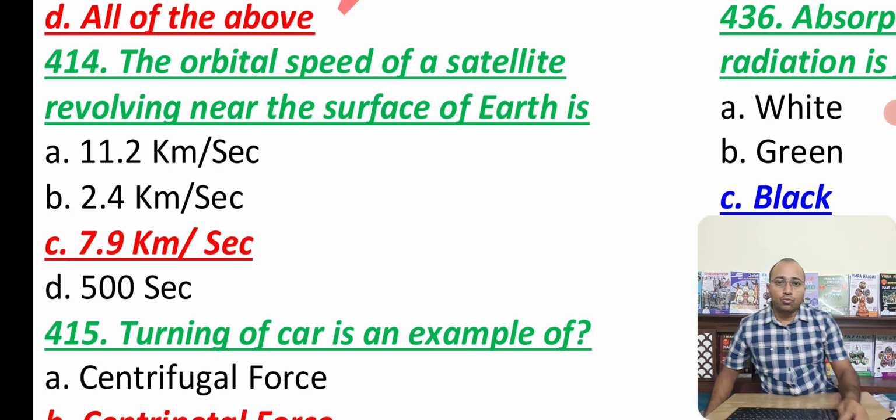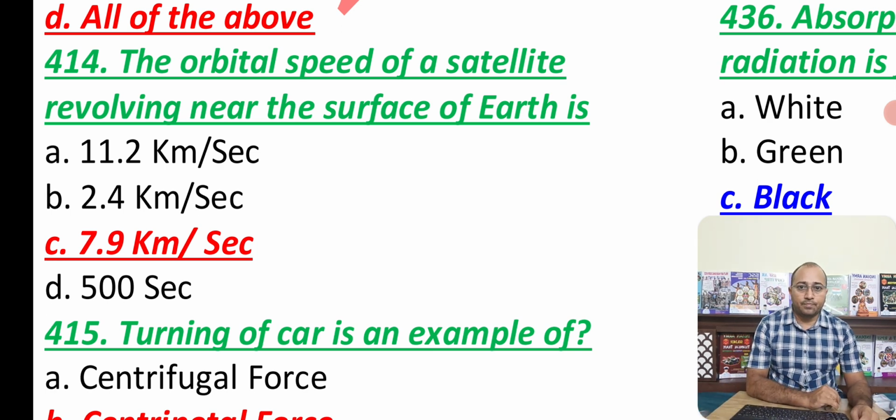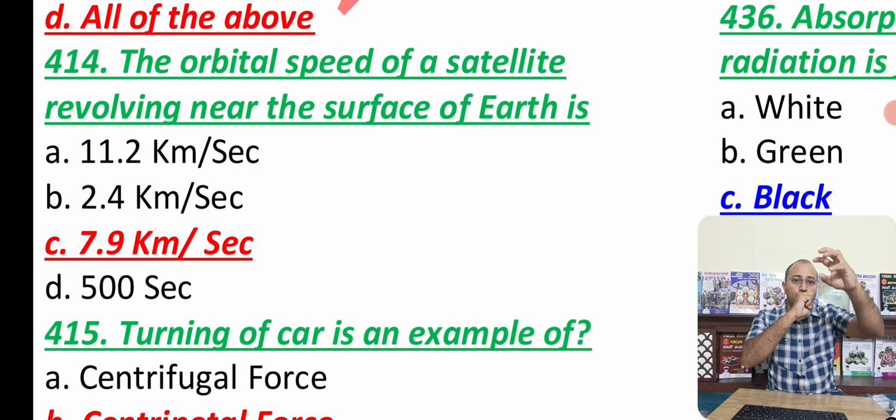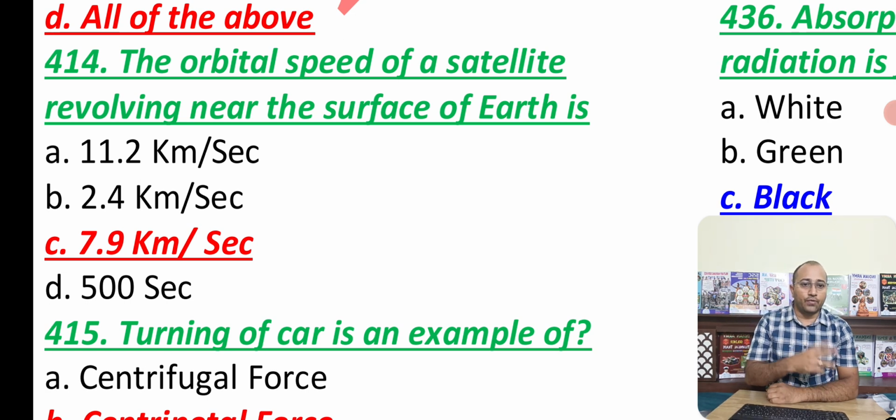When it comes to the orbital speed of a satellite, we have something called orbital speed and escape velocity, and we should know about all these things. The orbital speed of a satellite revolving near the surface of the earth, we have been asked. That is 7.9 kilometer per second. If we send any kind of satellite around the earth, the orbital speed should be a minimum of 7.9 kilometer per second, then only it will stay towards earth, otherwise it will move away.